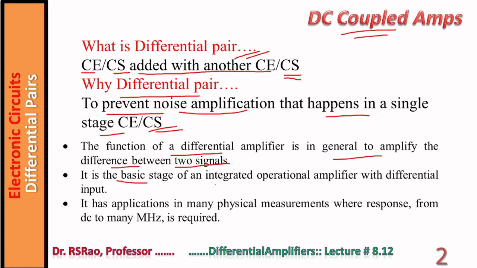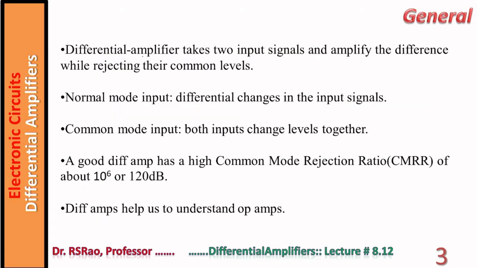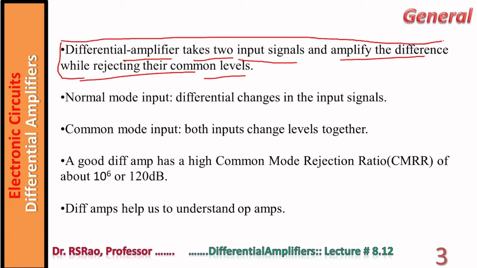It is the basic stage of an integrated operational amplifier with differential input. It has applications in many physical measurements where response from DC to many megahertz is required. Some more points. Differential amplifier takes 2 input signals and amplifies the difference while rejecting their common parts or common levels. This particular point describes completely, totally the functioning of differential amplifiers.